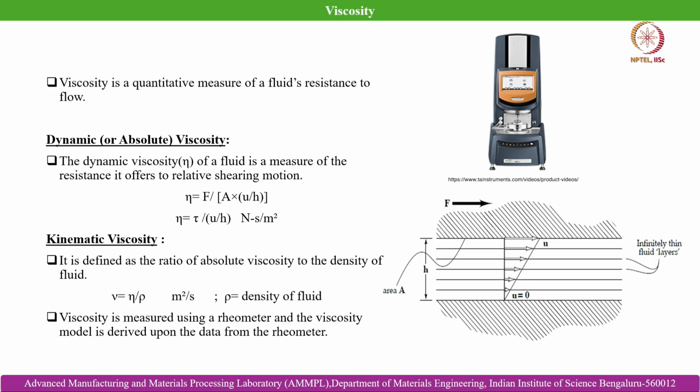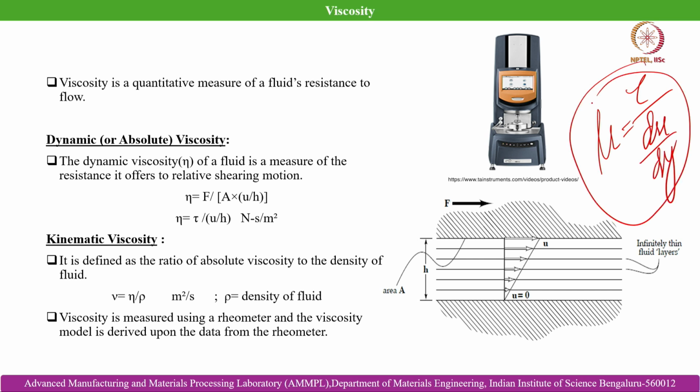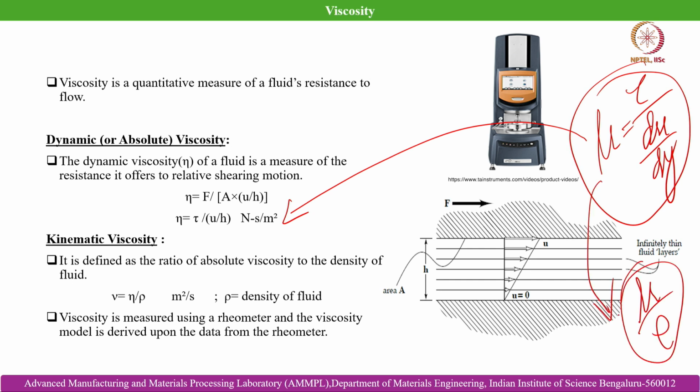Like we have discussed, viscosity is a quantitative measure of the fluid's resistance to motion, the flow. Viscosity is of two types. Number one is dynamic viscosity, generally expressed by mu or eta, which is nothing but the shear stress divided by the shear strain rate, also shown here with different notation. Kinematic viscosity is when we divide the dynamic viscosity by the density of the fluid, which is expressed as nu.